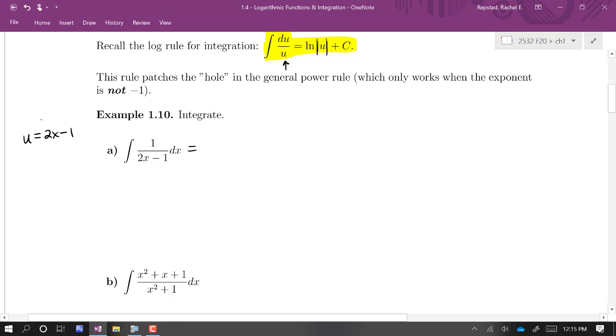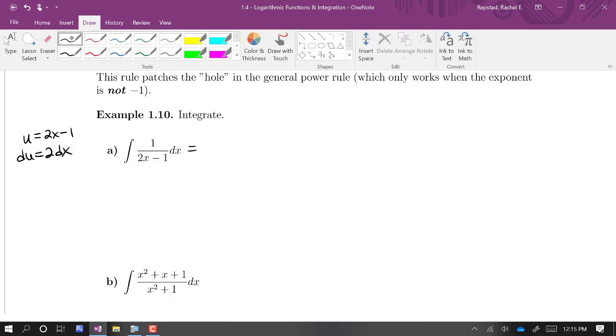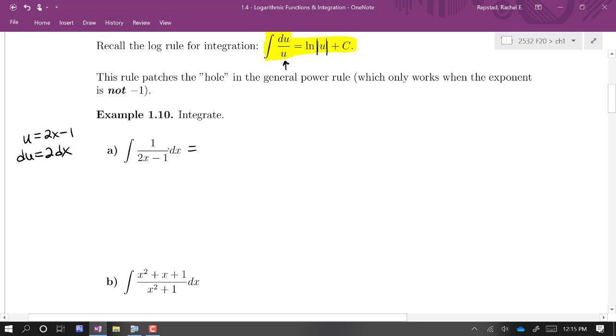Now if u is 2x minus 1, then its derivative is 2. So du is 2 dx. And I want 2 dx on top. And right now all I have is dx, right? This factor of dx on the end is like having a dx on top. So I want a factor of 2. And I can throw 2 in because it's a constant. I'm just going to compensate outside.